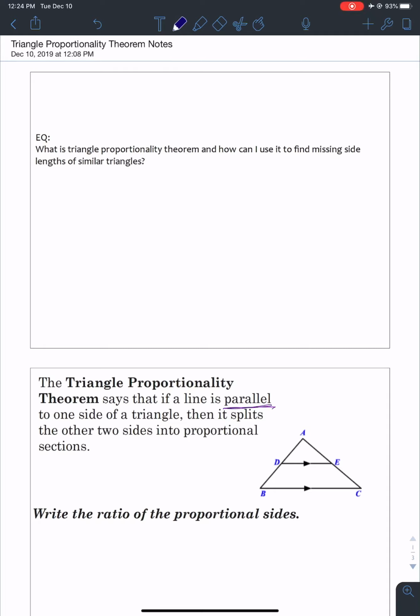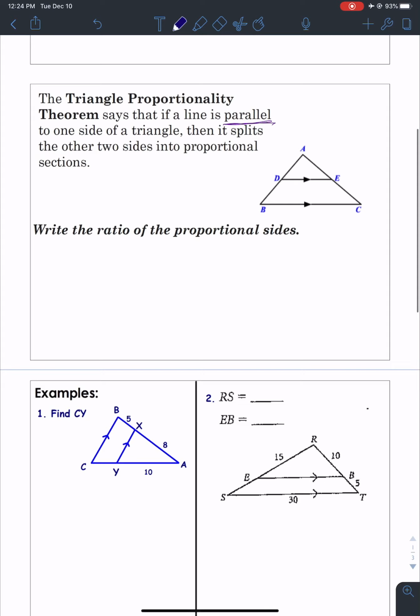Okay, today's video is about triangle proportionality theorem. Our EQ is what is triangle proportionality theorem and how can I use it to find missing side lengths of similar triangles. So as we talked about in class, the triangle proportionality theorem says that if a line is parallel to one side of a triangle, then it splits the other two sides proportionally.